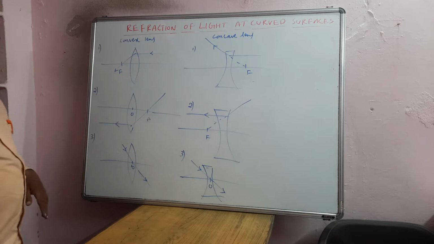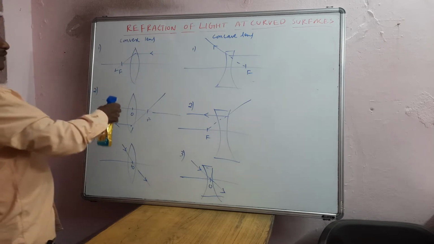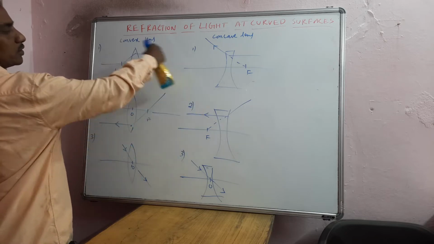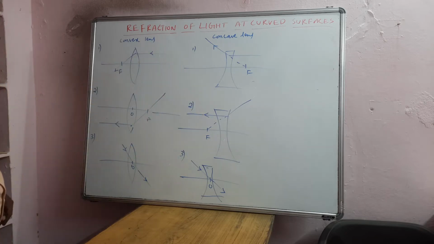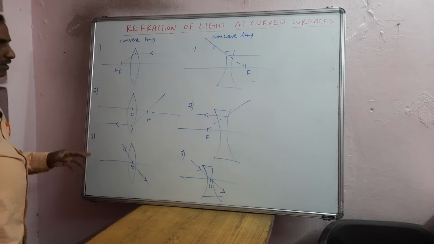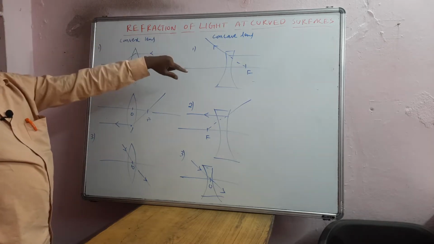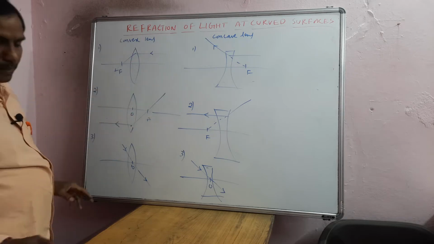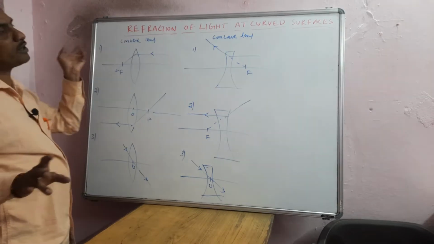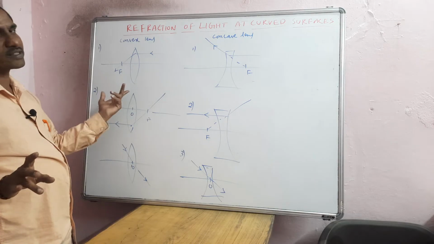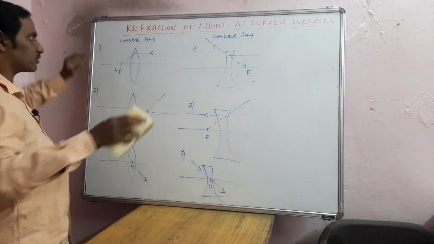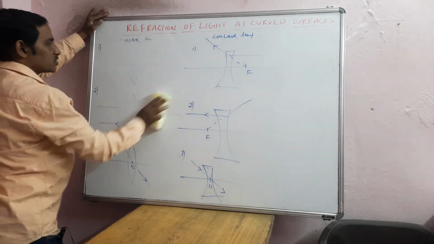Now coming to image formation by convex lens. See, opposite to mirrors: in mirrors, concave will have 6 cases, but here the convex lens will have 6 cases and the concave lens will have only 2 cases. Understood? In mirrors, concave mirror will have 6 cases and convex mirror will have only 2 cases. So it is like opposite.